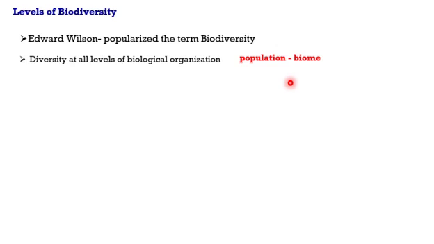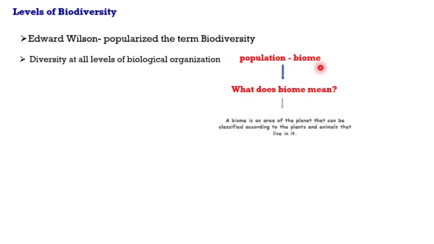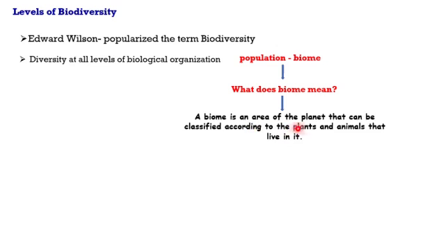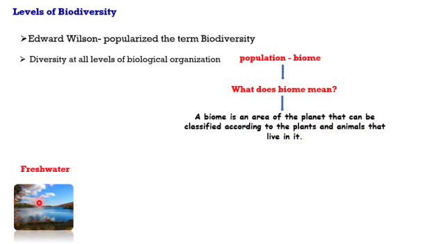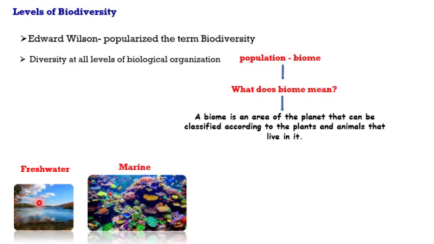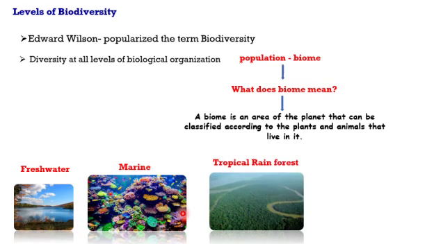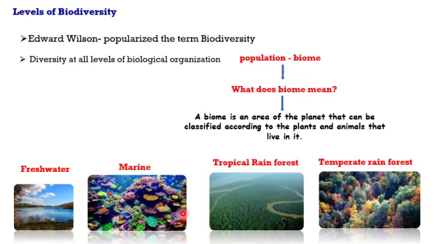So before that, let's see what does biome mean. Biome means a place or area of the planet that can be classified according to the plants and animals that live in it. For example, all the freshwater systems you can collectively call a biome, or likewise marine water, all the sea water environment you can collectively call a biome. Likewise tropical rainforest and temperate rainforest.